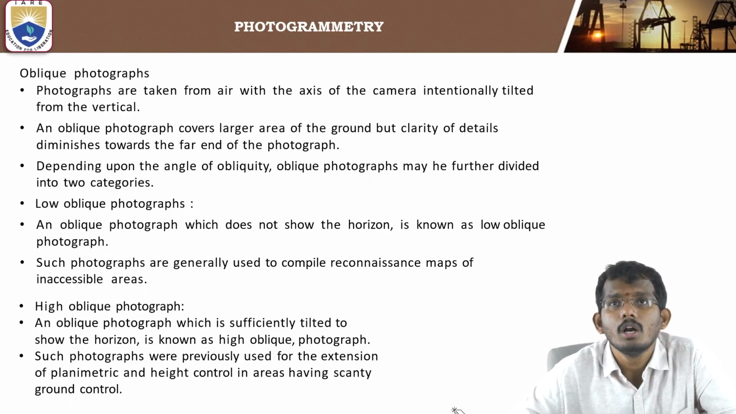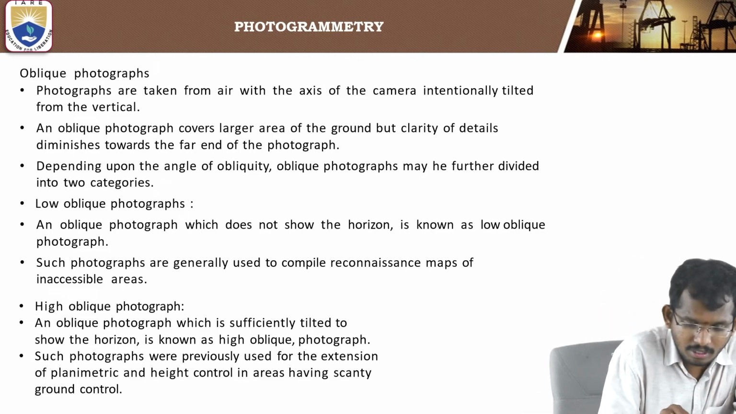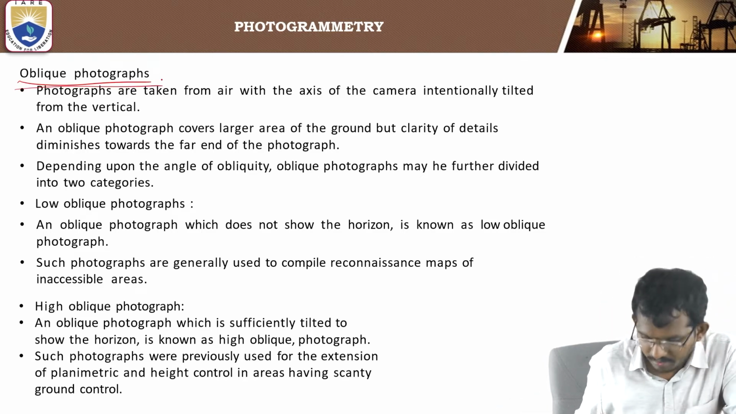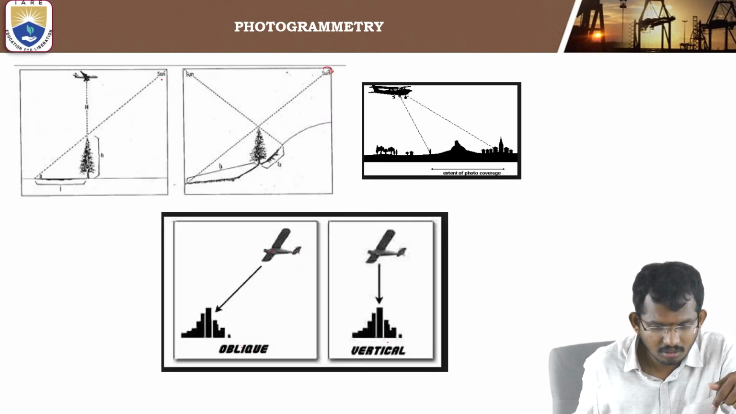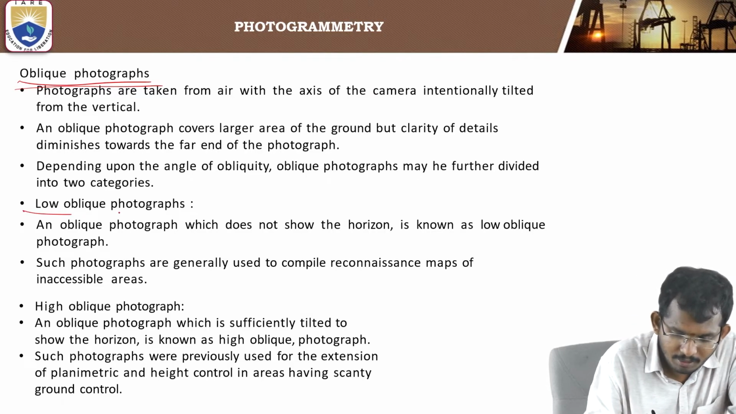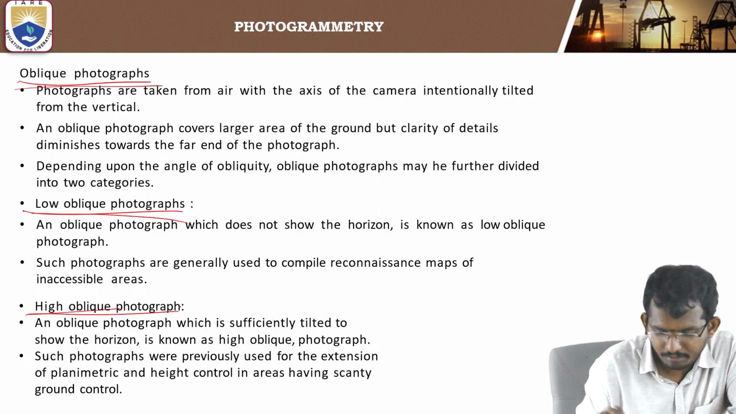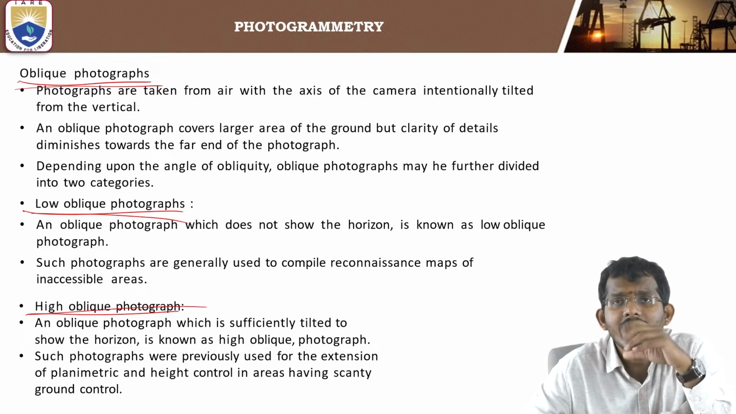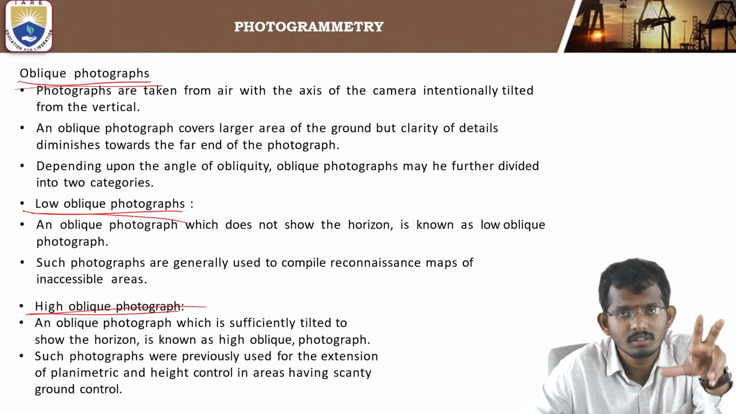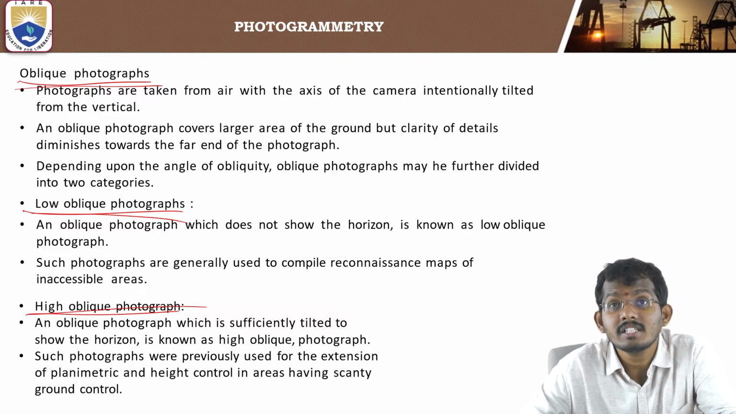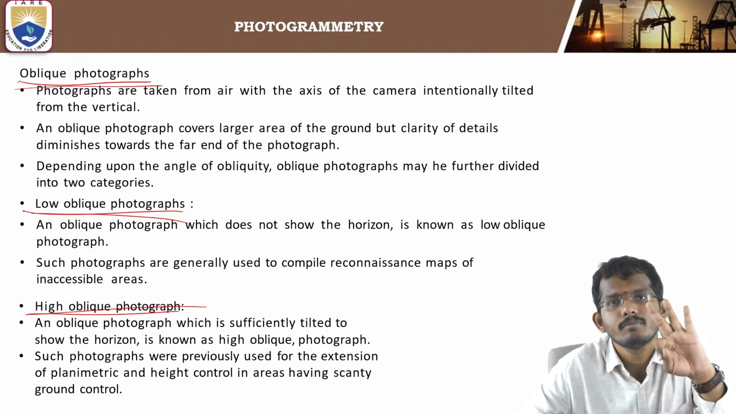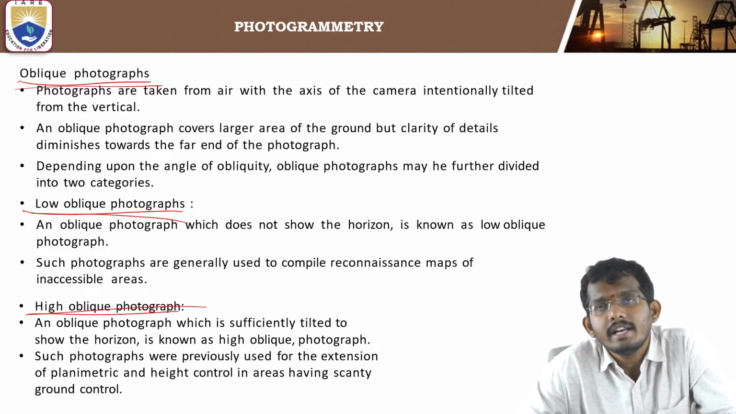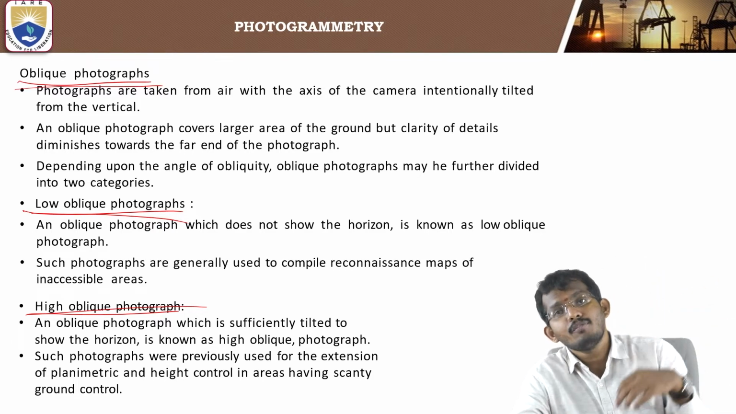Now let's discuss the oblique photograph. Just now we covered what a vertical photograph is in this class. Now, what is an oblique photograph? We are saying that the camera axis is not exactly 90 degrees. The plumb line is not 90 degrees and the camera axis is more than 3 degrees. Then we call it an oblique photograph.